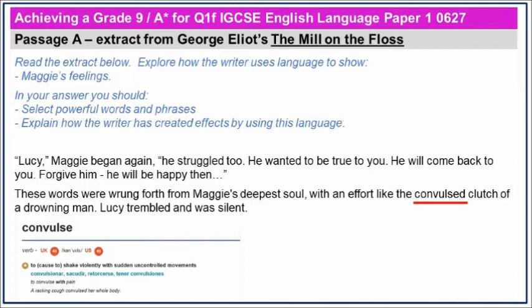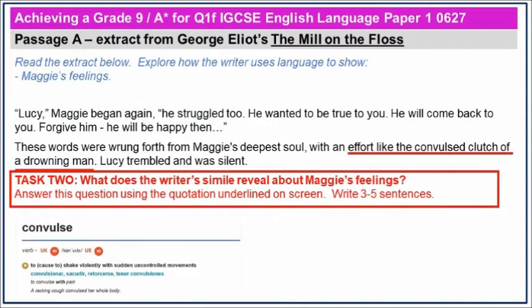What does this suggest about Maggie's feelings as she makes the effort to reveal difficult truths to Lucy? What is it doing to her? Second task now. Using your precise understanding of convulse and the simile as a whole, write 3 to 5 sentences exploring what this simile reveals about Maggie's feelings. You should use the quotation underlined in red on screen. Press pause now.